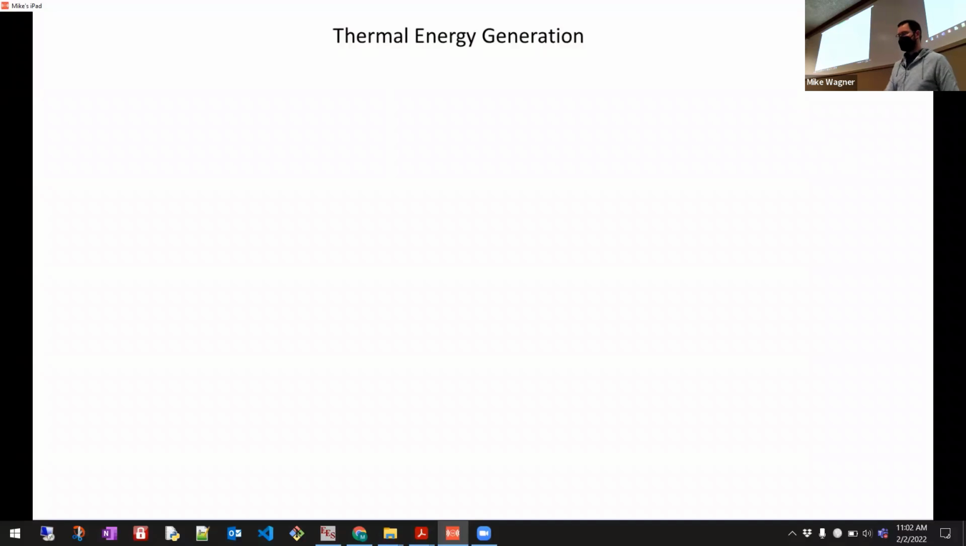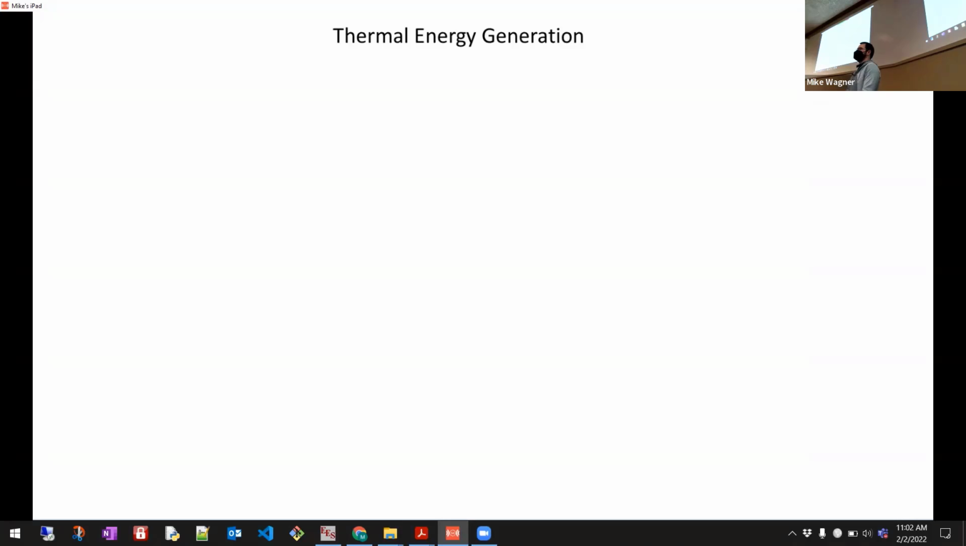All right, so energy generation. Last time we talked, we kind of wrapped up talking about thermal resistances. Now we're going to get into this idea of energy generation. If you've taken thermo, that should be a problematic statement for you. What is energy generation? Well, you should know from thermo, there is no such thing as energy generation.